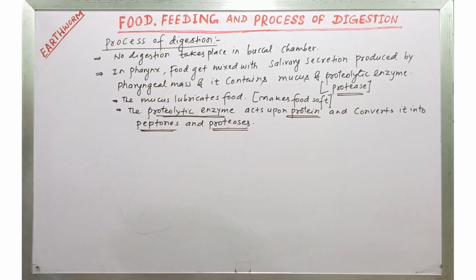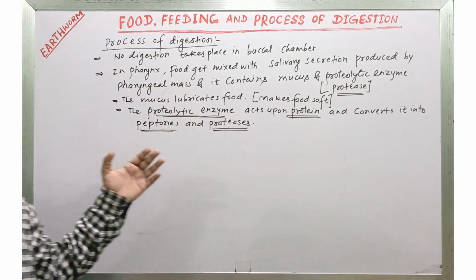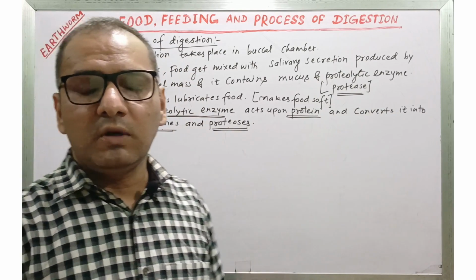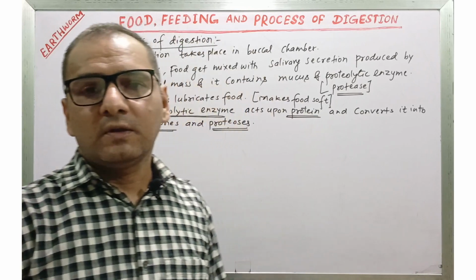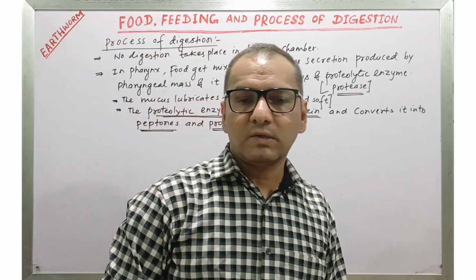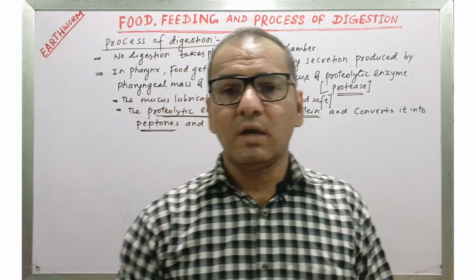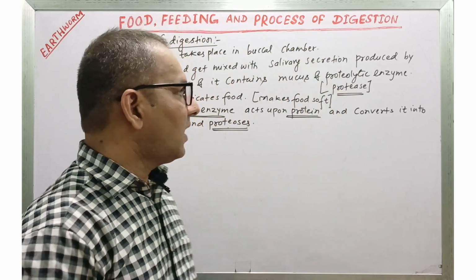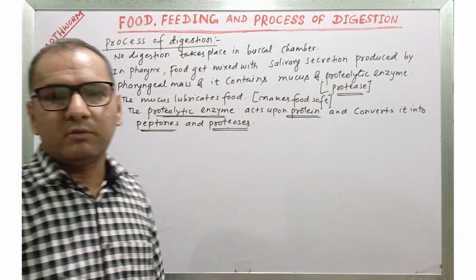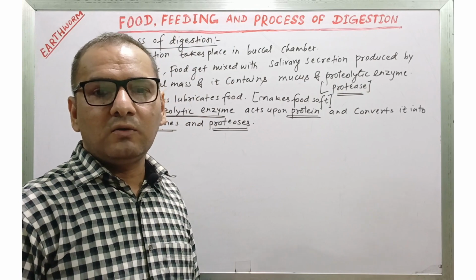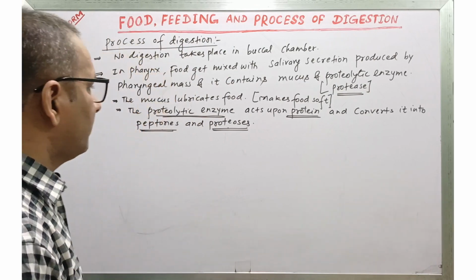So this is about digestion in the pharynx. We have studied that in the pharynx food gets mixed with salivary secretion. The salivary secretion contains mucus and proteolytic enzyme protease. Mucus lubricates the food, while the proteolytic enzyme acts upon protein and converts that protein into peptones and proteases.